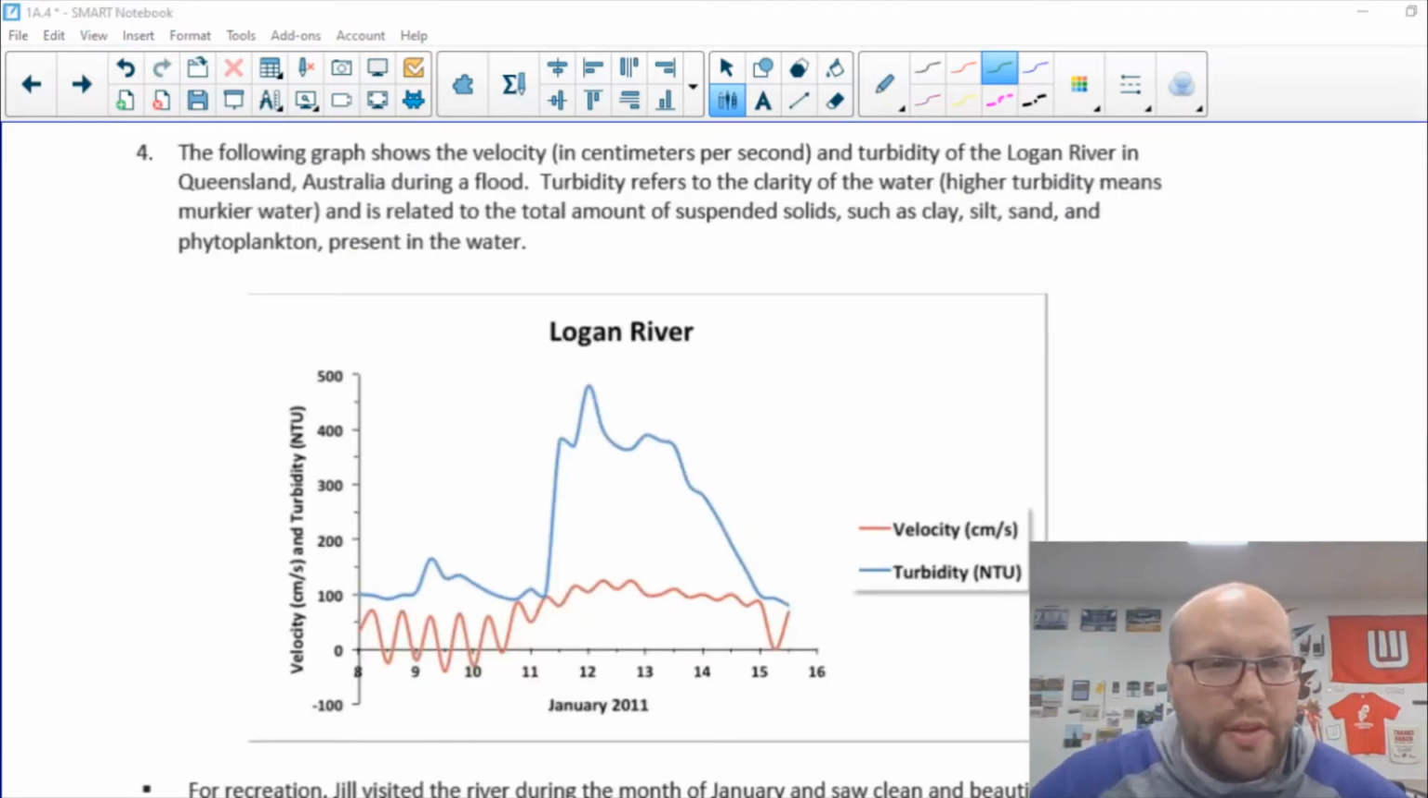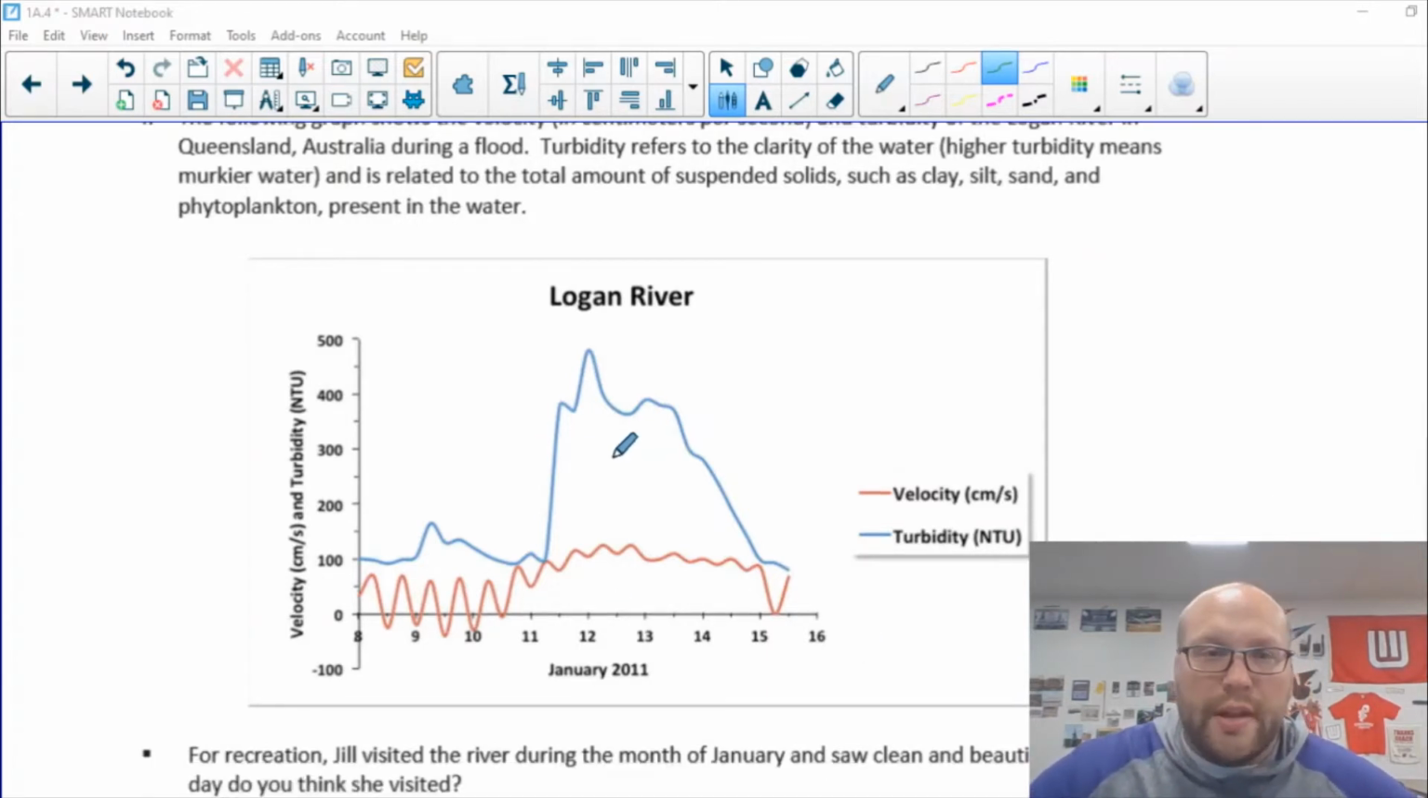The final one we looked at today is the Logan River. This is a different context, a different scenario, and this is a graph where there's two things going on at once, which is another thing that we'll do quite a bit in math, because now we can get even more information from a singular graph.